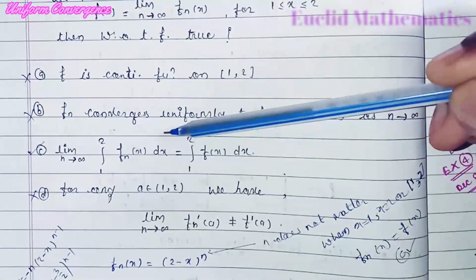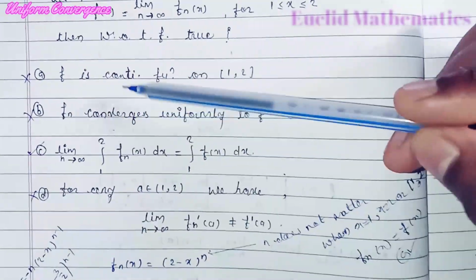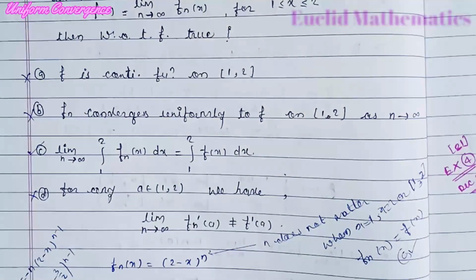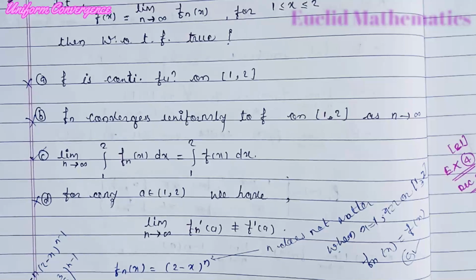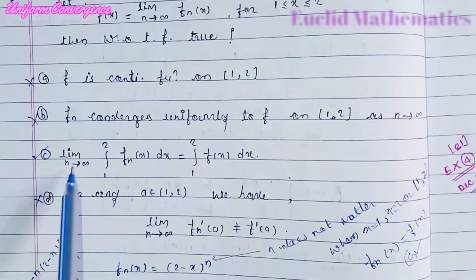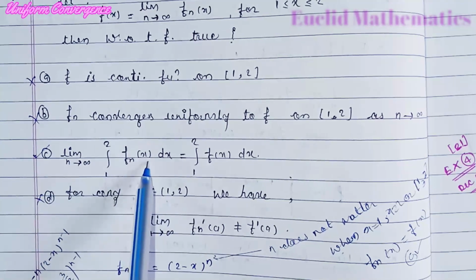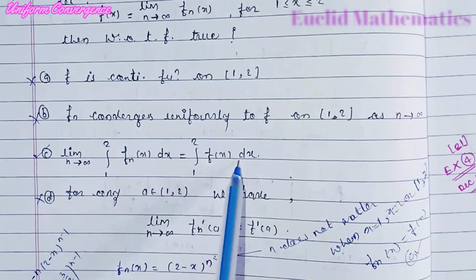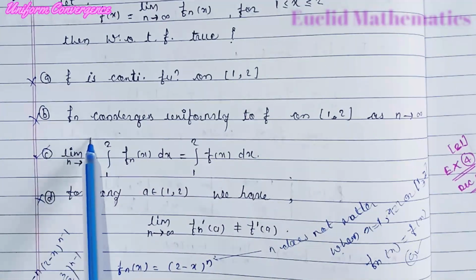That means both of the values are equal, and if both values are equal, then our option C is true. So in option C, limit n tends to infinity of the integral from 1 to 2 of fn(x) dx, we got 0, and the integral from 1 to 2 of f(x) dx is also 0. So option C is true.